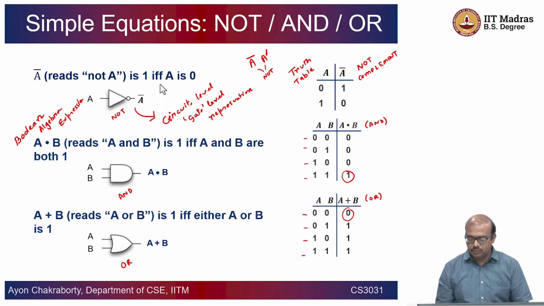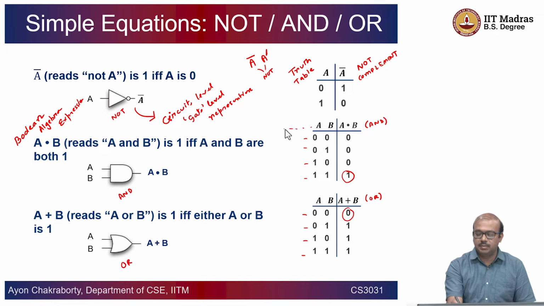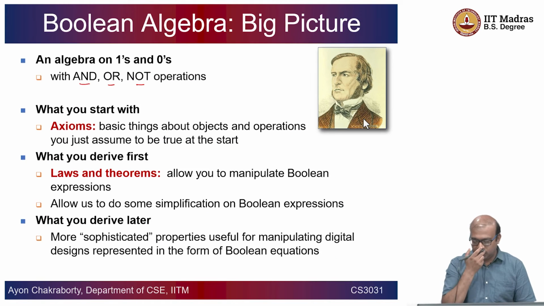So your truth table can have as many inputs, right? And I'll also discuss later, outputs can also be multiple, but every output has to be modeled separately. So an individual output is going to be a function of all the inputs. Okay, so this is going to be an algebra of ones and zeros with the fundamental operations AND, OR, NOT.